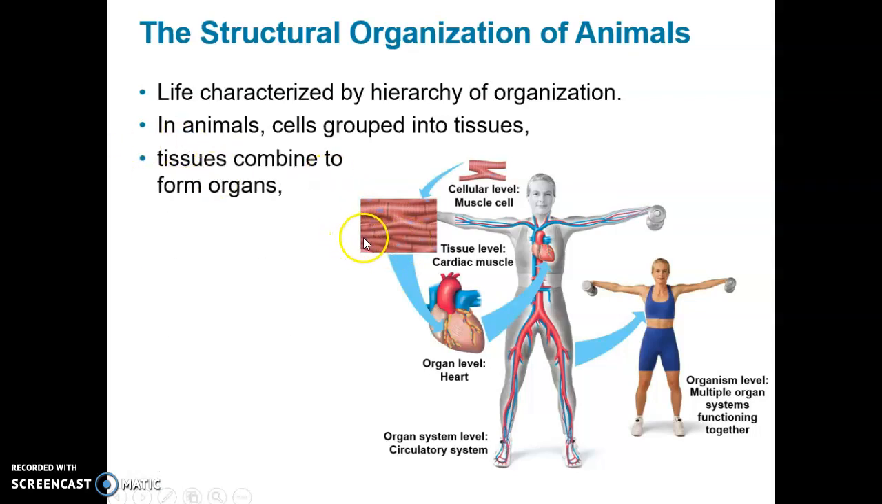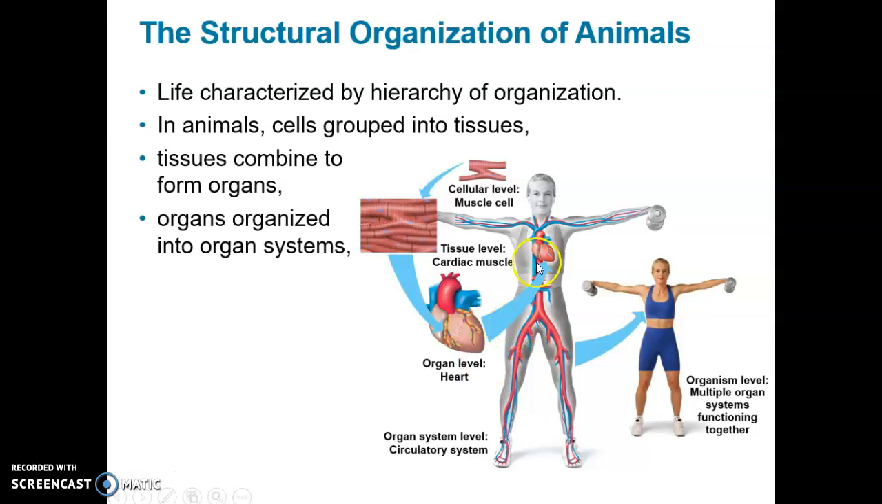And then the tissues combine to form organs, like say the heart here. That means the heart, which is an organ, and any other organ in your body, is made up of at least 3, if not all 4 tissue types. So organs are made up of different tissues.